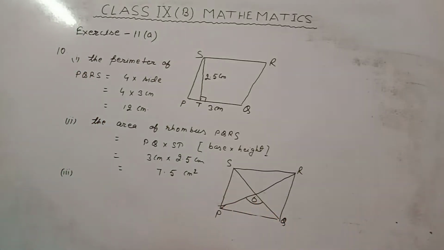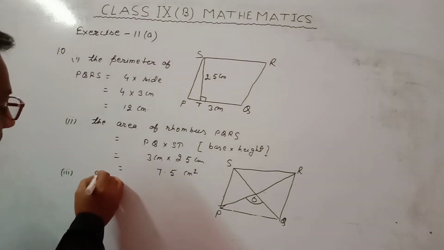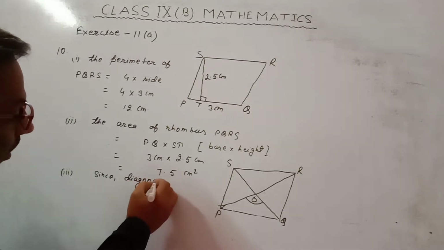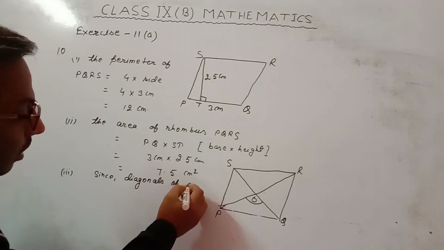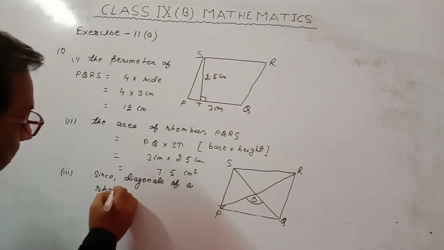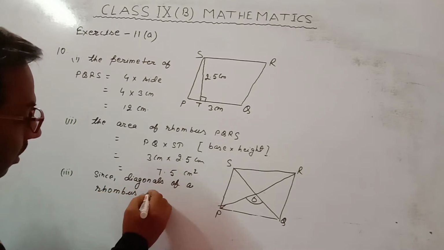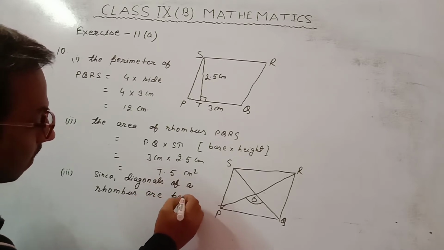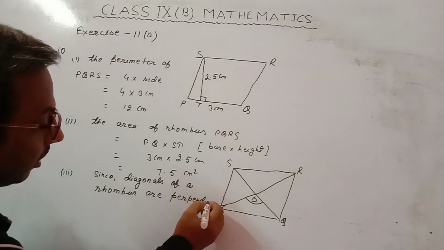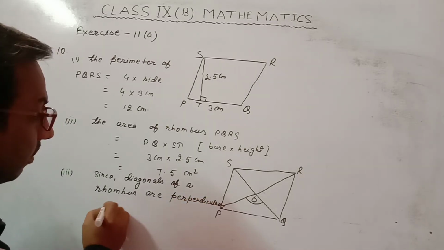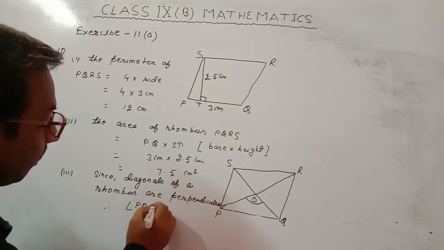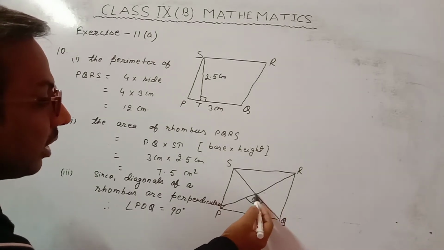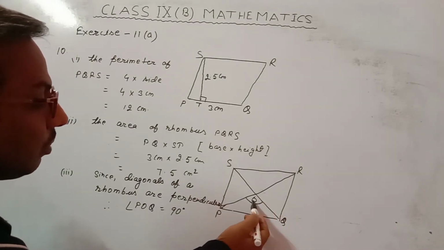We know diagonals of a rhombus are perpendicular. Therefore, angle POQ equal to 90 degree. So these two diagonals are perpendicular to each other. POQ will be 90 degree.